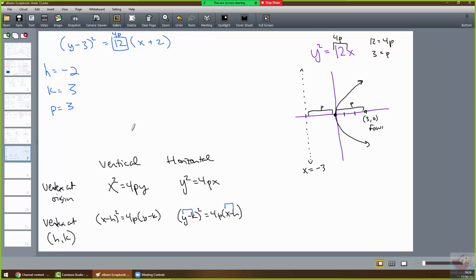Side note, p does not have to be an integer. It could be a fraction. It could be negative. Any of that stuff. And you'll see that in the examples. I think in one of them, p is 1/4. And that's squishy. So your vertex is given by h, k. So our vertex is -2, 3.